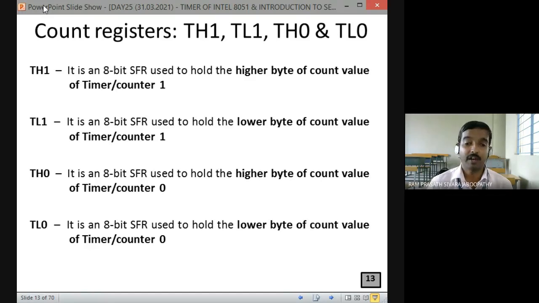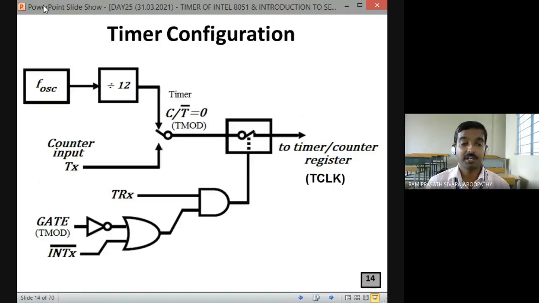Fine. We have to go a little faster because we have to complete the syllabus also. So this diagram, carefully note down. Here we have one switch, so it is going to be a mux. The control input that selects in the mux comes from C/T bar. Where is it present? It is present in the TMOD register. If this bit is 1, it is connected to the counter input.